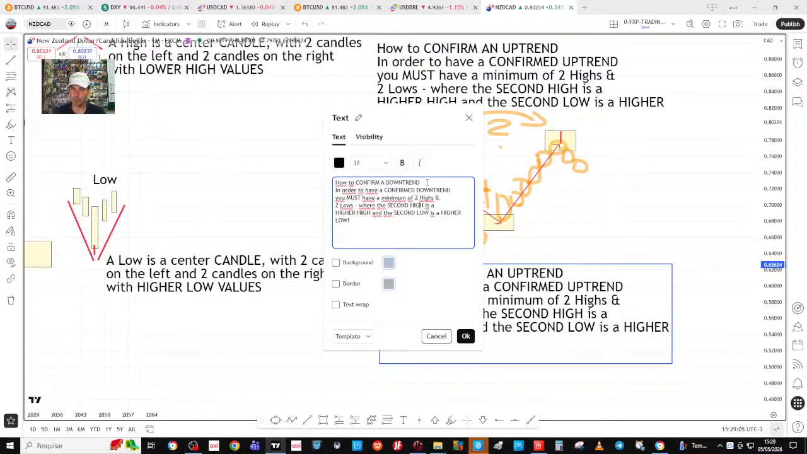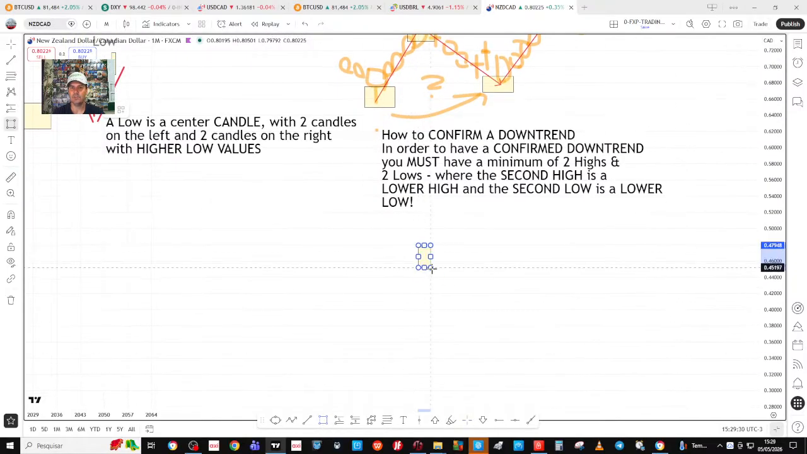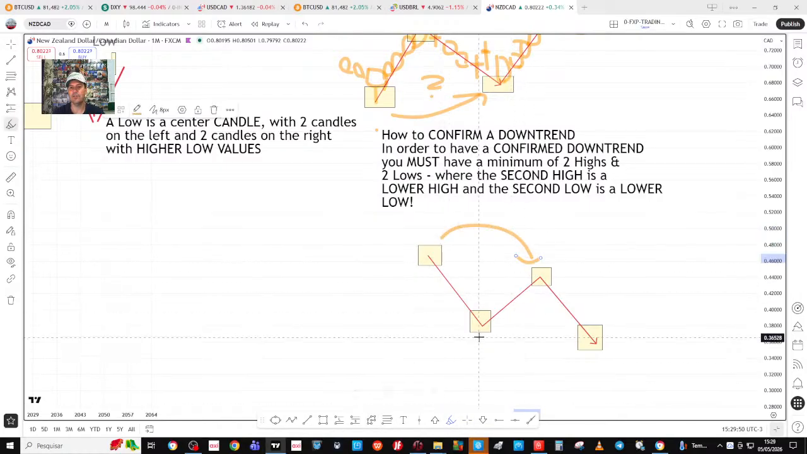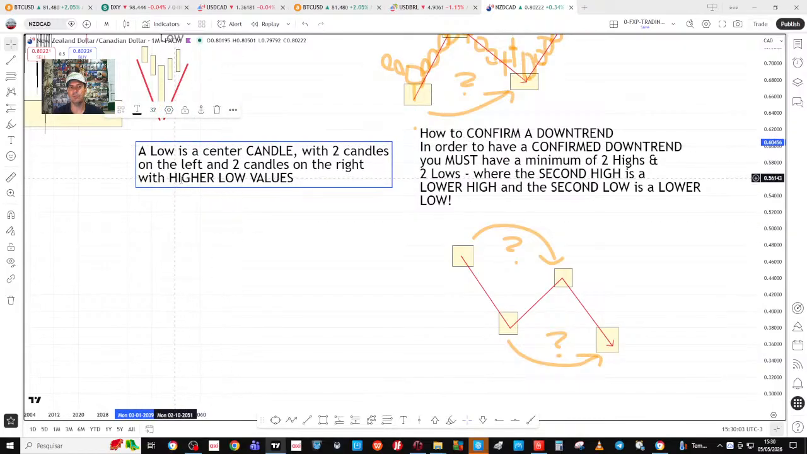you must have a minimum 2 highs and 2 lows, where the second high is exactly a lower high and the second low is exactly a lower low. Exactly. So same story, right? To confirm a downtrend, you need to have a low and you need to have a high. First low, first high. Then you have the second low, the high, and then the second low, and you're going to chart, right? You're going to connect high to low to high to low, all right? And here you can see that the second high and the second low, is it a lower low and lower high? So this is then the definition of a downtrend, but for you to chart correctly, you must understand those.